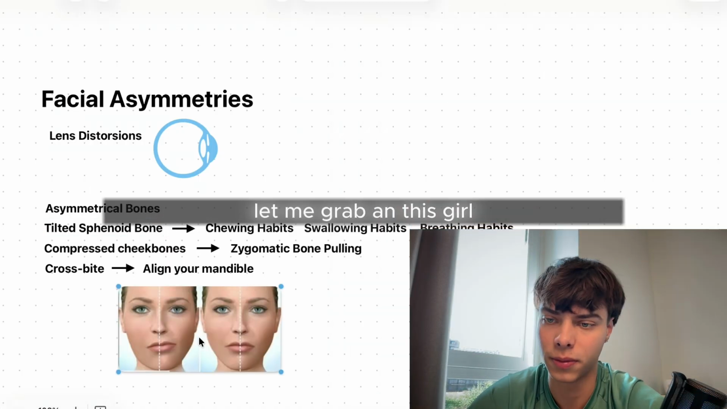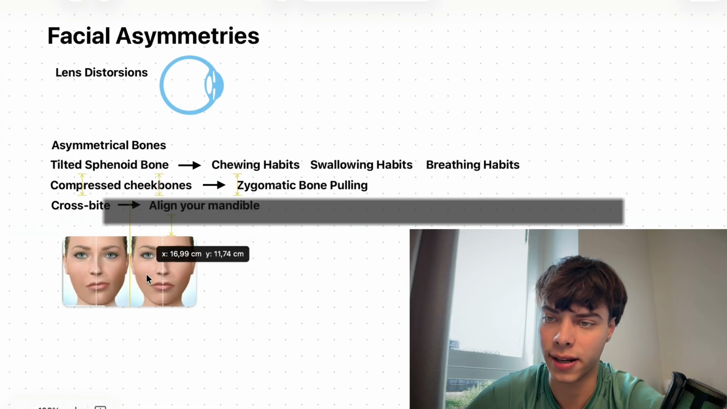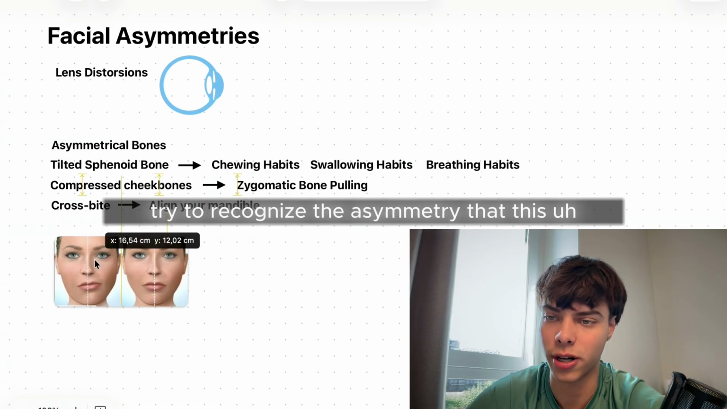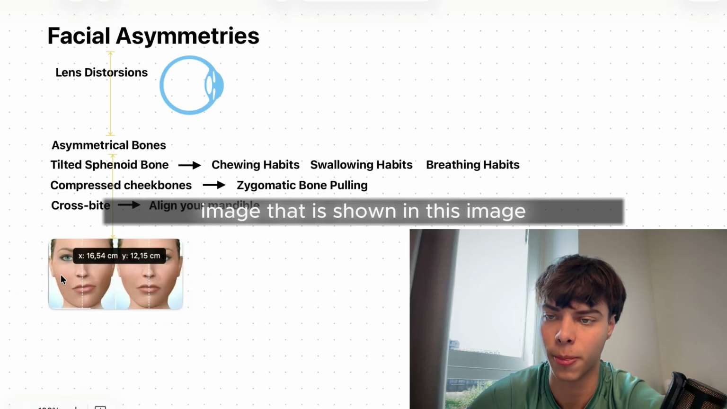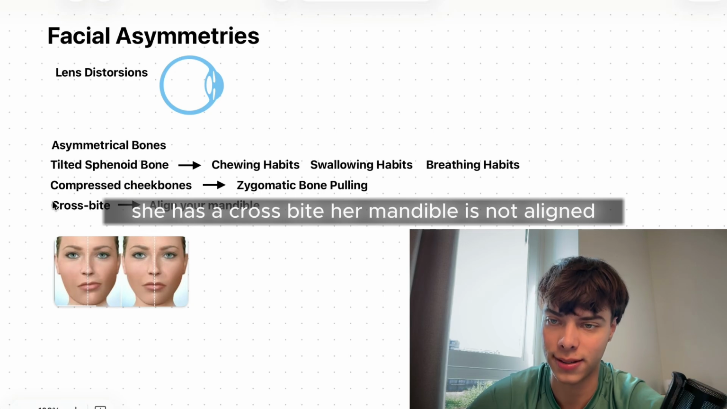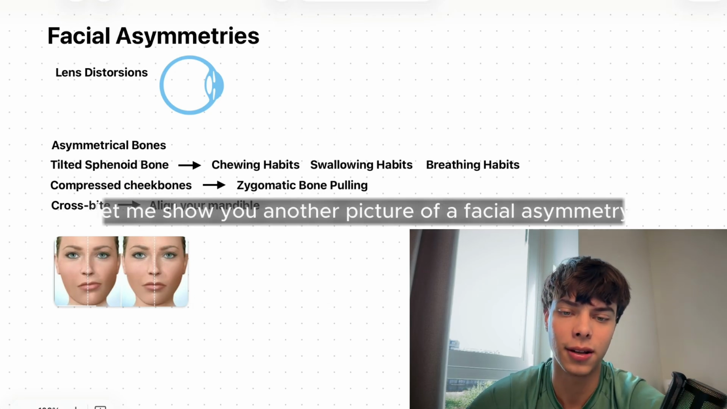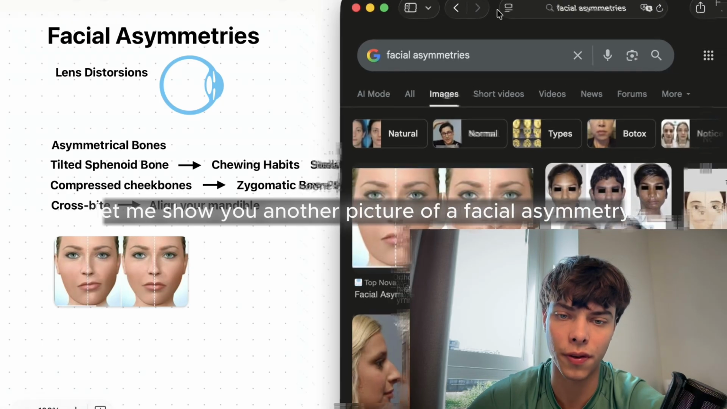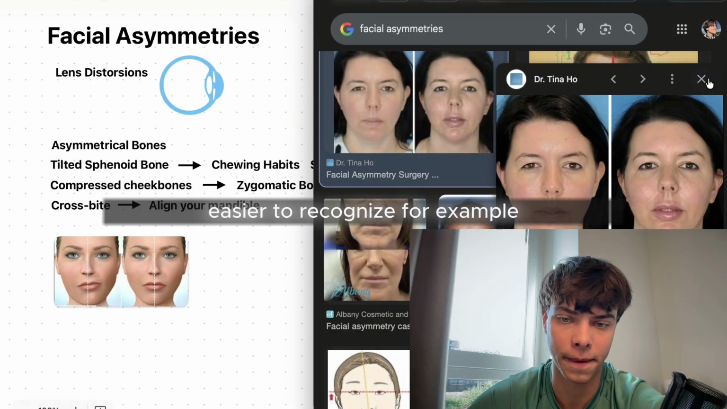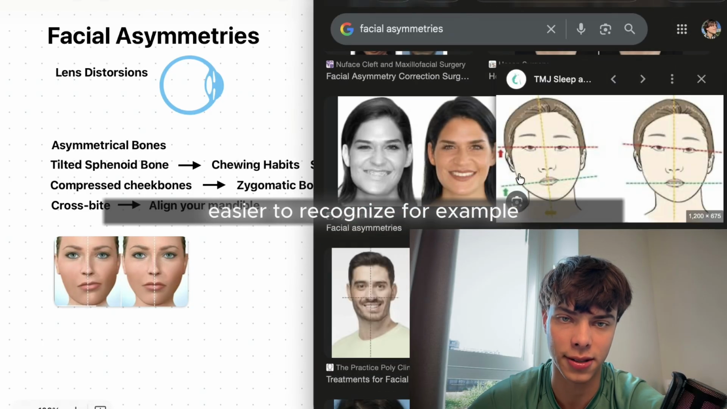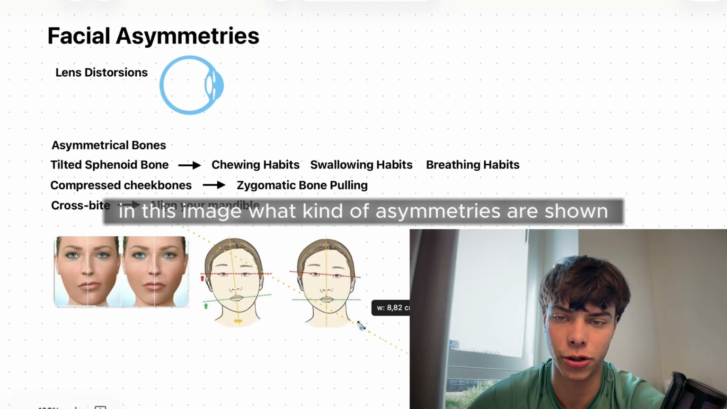Let me grab it. This girl, this image that I'm showing you, could you recognize the asymmetry? Try to recognize the asymmetry shown in this image. She has a crossbite. Her mandible is not aligned, is misaligned. Let me show you another picture of a facial asymmetry. Let me find something that is easier to recognize. For example, in this image, what kind of asymmetries are shown?